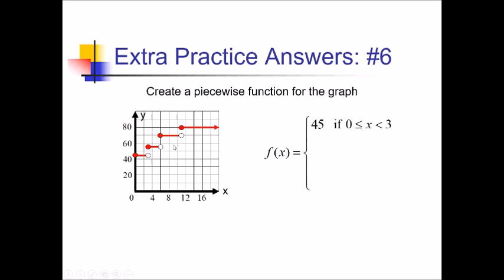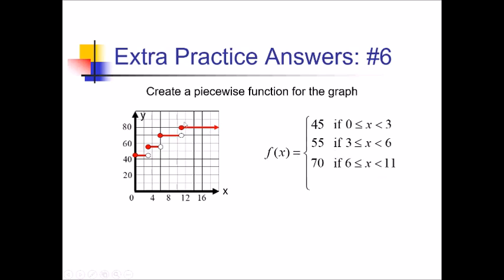So our next horizontal line is at the y value, looks like 55. And that's between 3, where the last one left off, and 6, not including 6. So we can write 3 less than or equal to x less than 6. Next, this horizontal line, this third one, is at 70 for the y value. And that's between the x values 6 and this looks like 11, not including 11 though. So we can write 6 less than or equal to x less than 11.